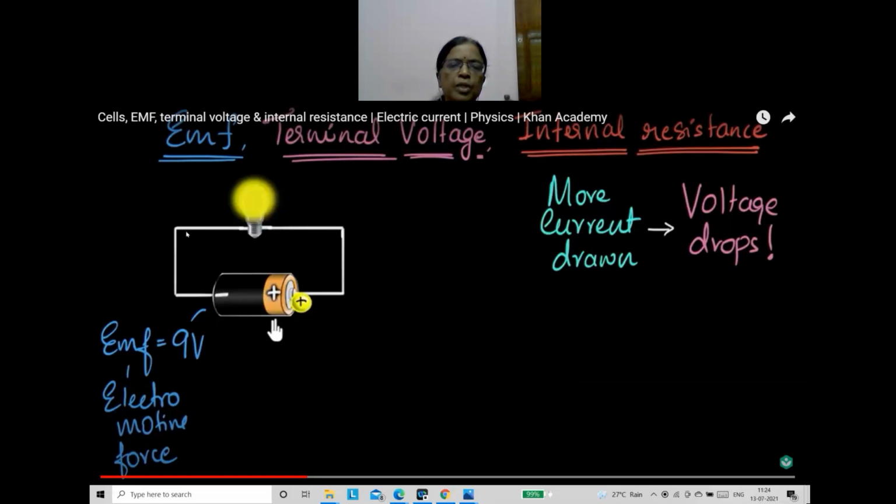It has to be moved. The work is done by the cell, by the battery. While moving through the cell, it encounters some internal resistance, and because of that, energy is reduced, or potential energy per coulomb is reduced. That volt is reduced, and that voltage is known as terminal potential difference.